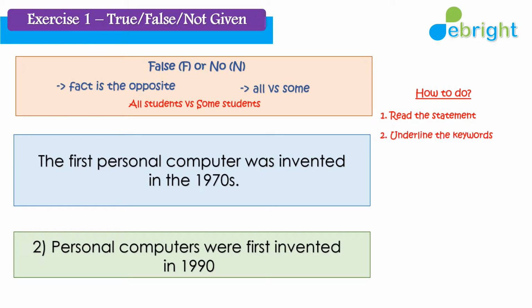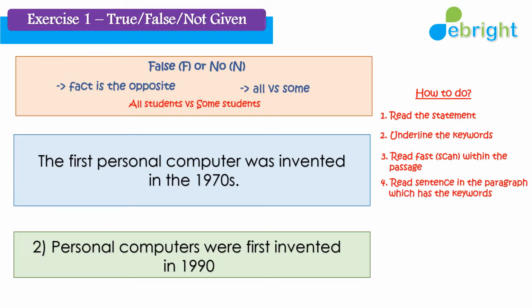First, you need to read the statement and then underline the keywords. After that, you need to read fast or scan within the passage and read the sentence in the paragraph which has the keywords. Finally, look for contradictions, for example, some, all, only, never, and so on. If you find these expressions, the statement might be a false statement.